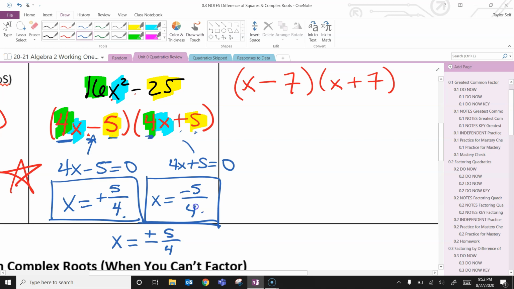Just different signs. All right, I want you to use a trick, and I want you to tell me what is x equal for this guy over here. What are your solutions, your roots, your zeros, your x-intercepts? Go.